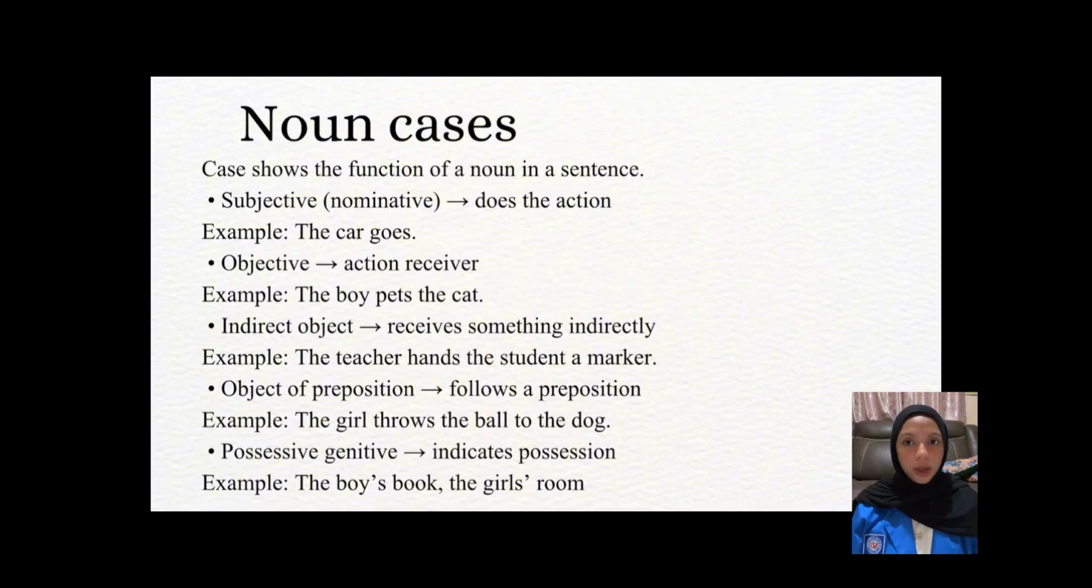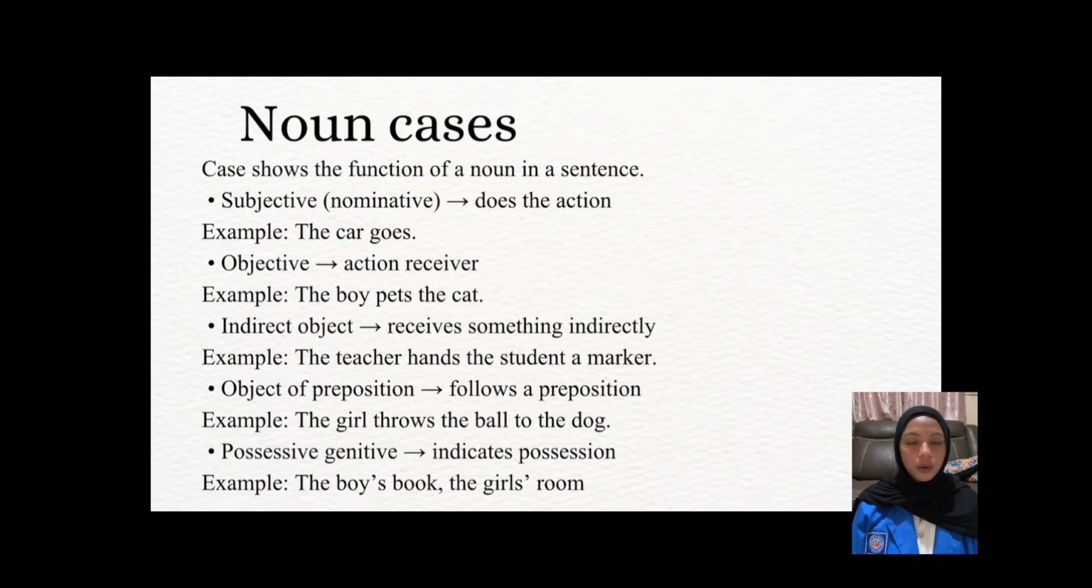For example, the boy pets the cat. If it receives something directly, it's called an indirect object. For example, the teacher hands the student a marker. When it follows a preposition, it becomes the object of the preposition. For example, the girls throw the ball to the dog.